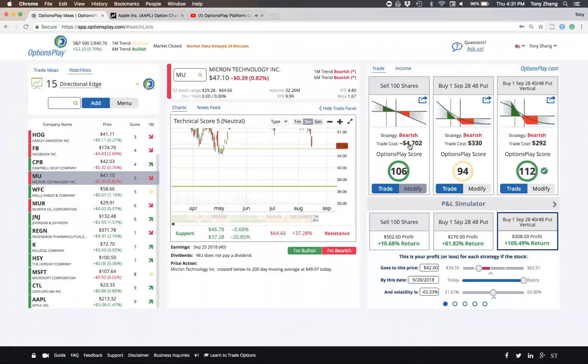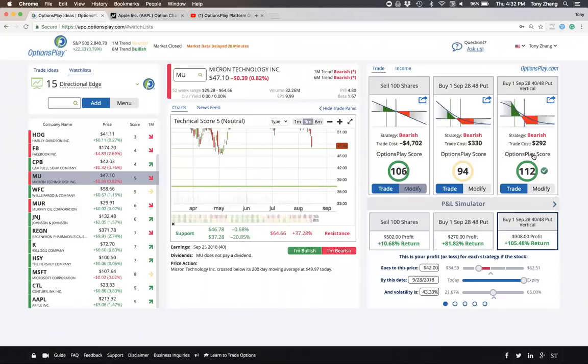As you can see, shorting the stock will cost you a substantial amount of margin, versus buying a put only costs you $330. Buying a put vertical only costs you $292. So as you can see, the amount of money you pay for your put or put vertical is the amount of money that you have at risk.